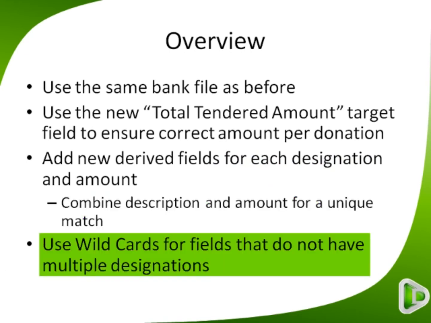And then we're going to use wildcards for fields that do not have multiple designations. The reality is most of the donations from your bank import will not have multiple designation splits, and so we'll use wildcards to ignore those rows when that happens.